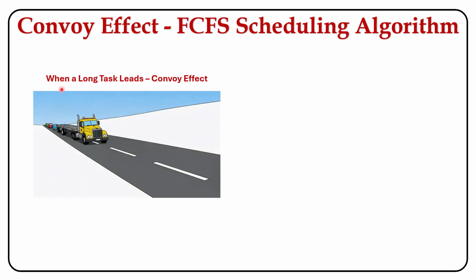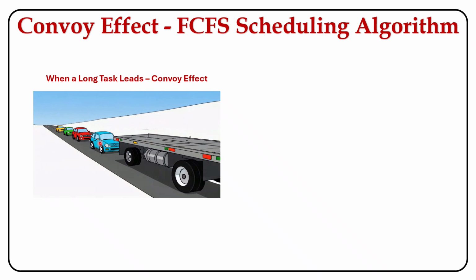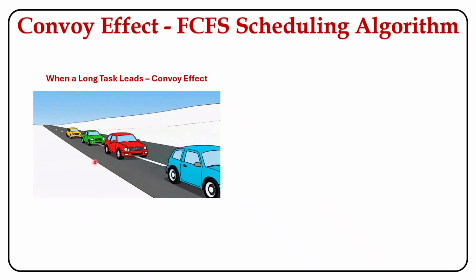Let's have an example of when a long task leads to the Convoy effect. When a large truck moves slowly on the road, all the other smaller and faster vehicles behind it also must move slowly until they can overtake. In the same way, in FCFS scheduling algorithm, if a long process runs first, all the other shorter processes must wait. This is called the Convoy effect.